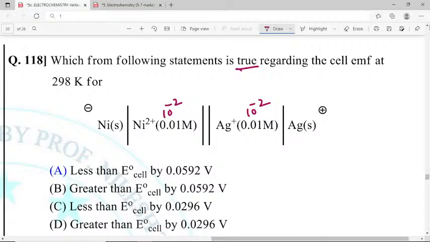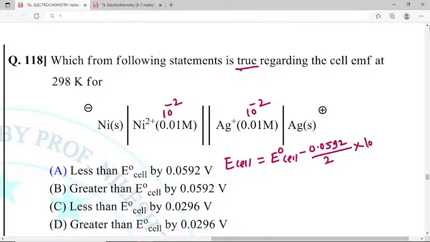Next equation, so E cell is equal to E naught cell. So what is the E naught cell? E naught cell is given as it is, E naught cell minus 0.0592 divided by how much? n. What is the n value taken here? The n value is taken as 2, and into log to the base 10 of the concentration of product. How much? 10 to power minus 2. And this is Ag, 10 to power minus 2, but as a square.